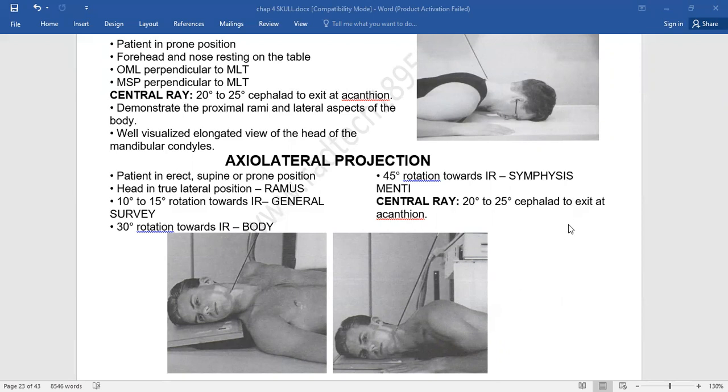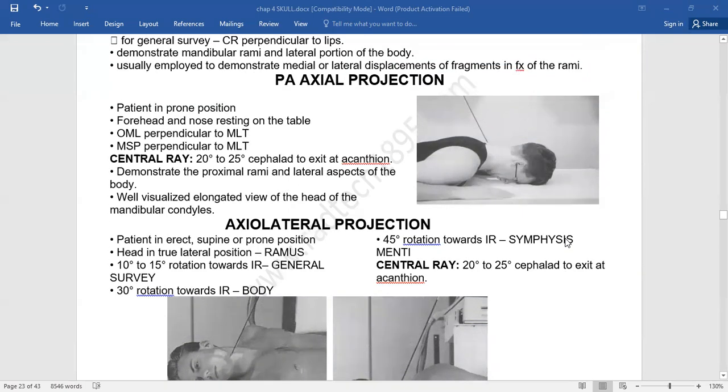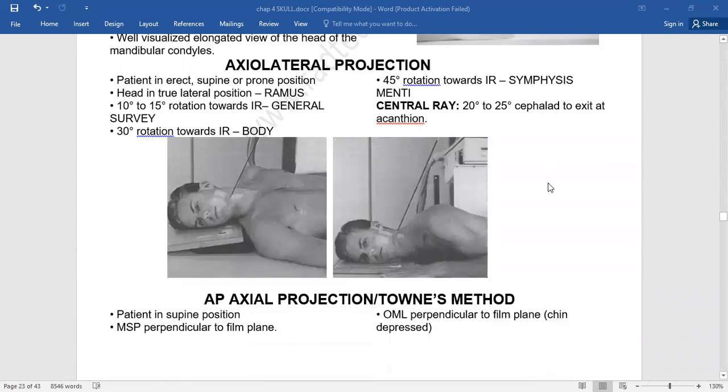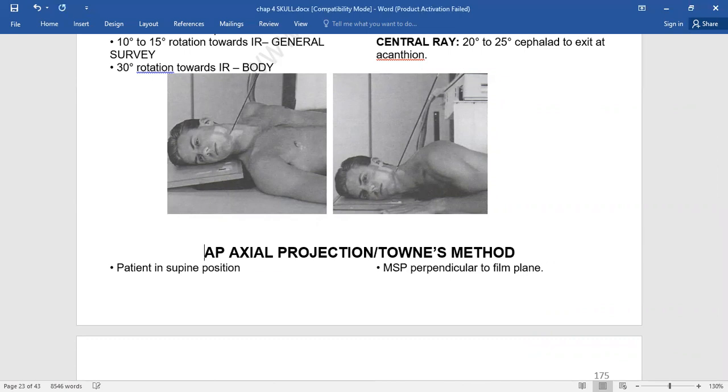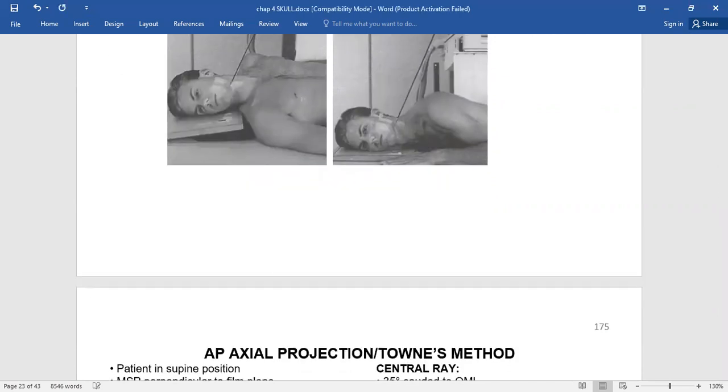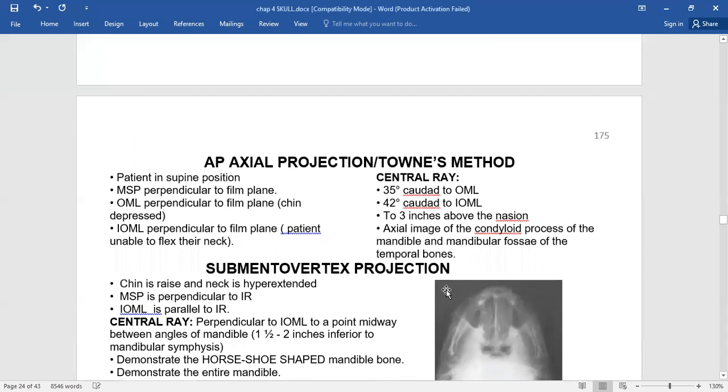And kahit na ano yung rotation ng head niya, the central ray is 20 to 25 degrees cephalad to exit the acanthion. So the same na siya ng PA-axial. Kaya lang sa axiolateral, pwedeng naka-erect, pwedeng naka-supine, or pwedeng naka-prone ang patient. Basta naka-lateral siya. Then, for the AP-axial projection Towns method, the same na din siya ng position ng Towns na na-discuss natin sa previous video.